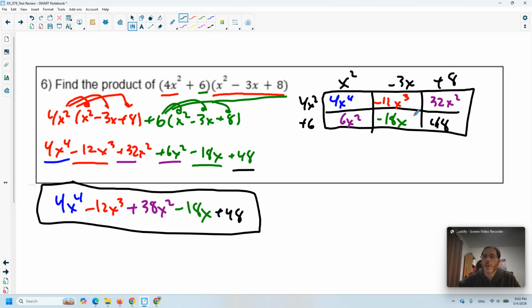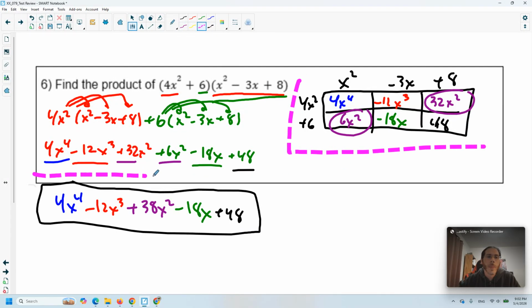And I left everything color-coded just so you could see that everything would be the same as this. The only thing we'd have to do here is combine these two as like terms to get to this 38. So we'll get the same answer either way. So again, you can do it either way you want. Either way you want, it's going to be correct either way. So that's going to be our answer.